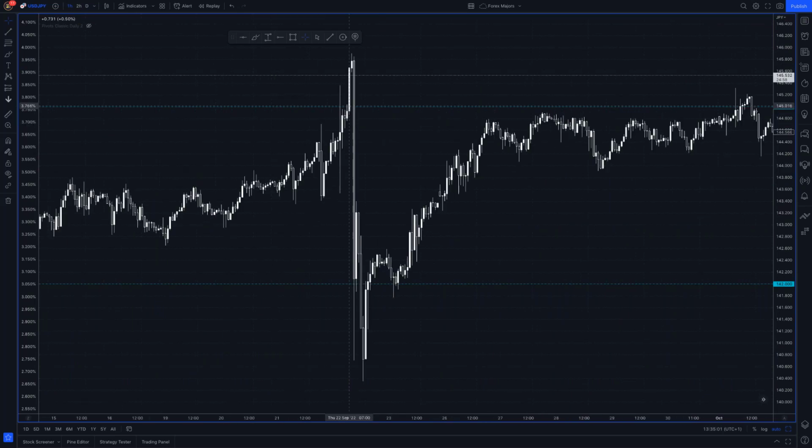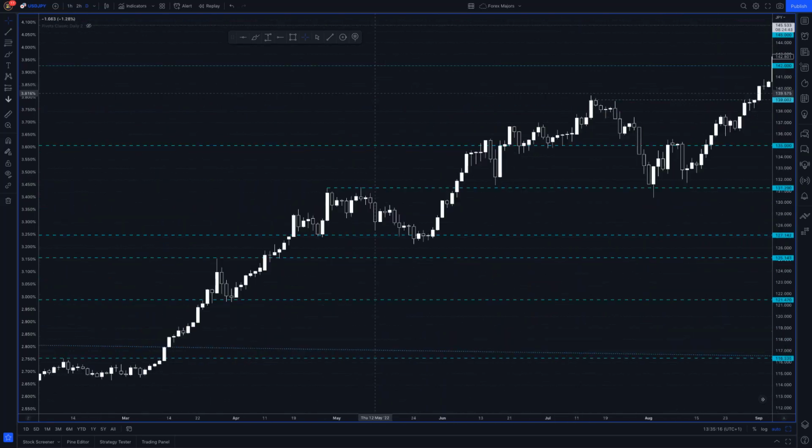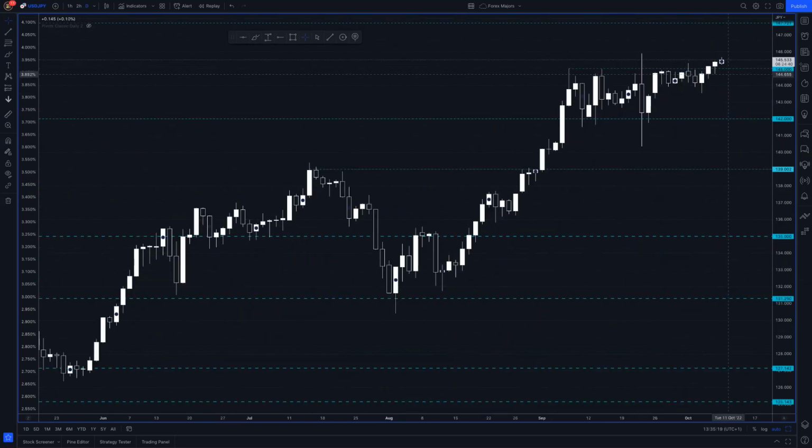We saw all that yen strength. That was when the Bank of Japan intervened. Now you can see the dollar yen fell 300, 400 points from that 145 region. We're back up at that 145 region now. Now this doesn't mean that the Bank of Japan is automatically going to intervene here.